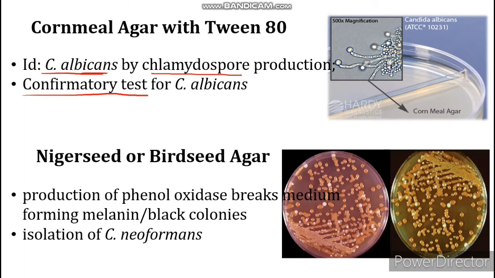Next, you have your niger seed or bird seed agar. This is used for the isolation of Cryptococcus neoformans. The production of phenol oxidase breaks down the medium, forming melanin, or black colonies.